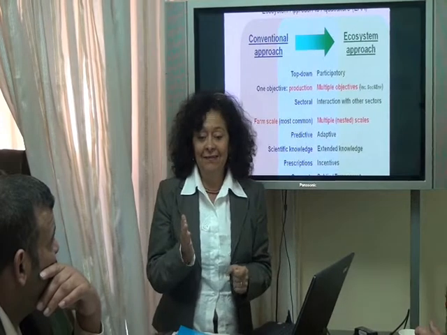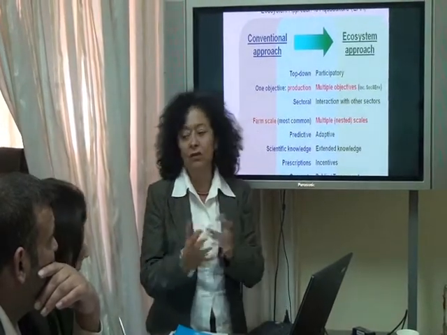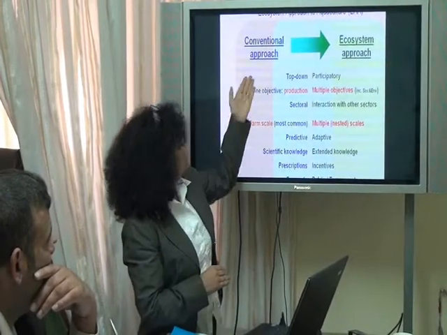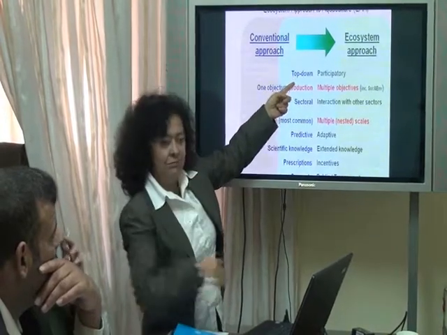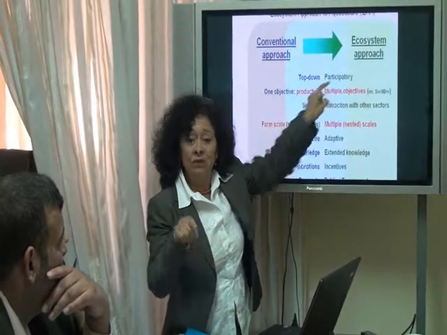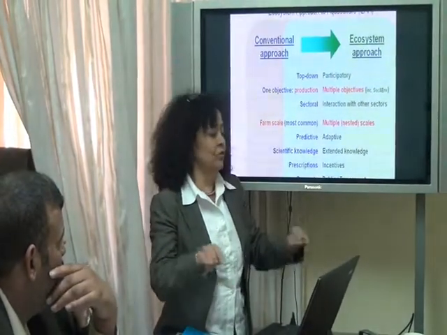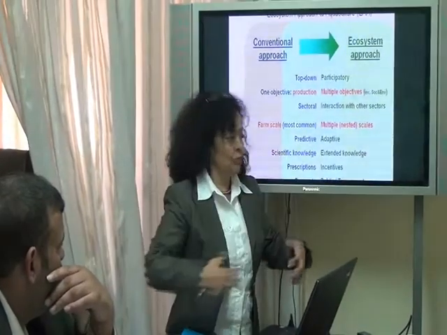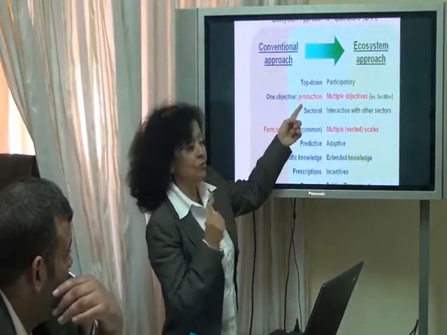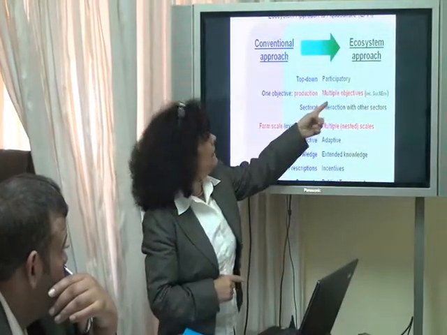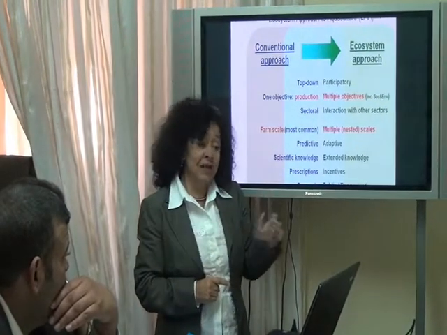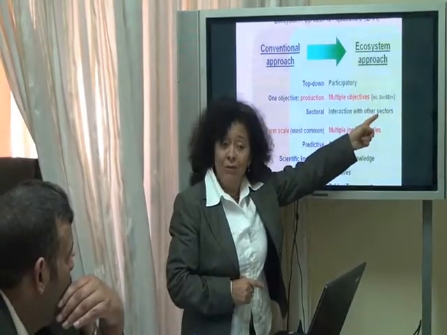Some important differences between the normal way of doing things and the ecosystem approach. This is also true for fisheries. In the conventional approach, it's very much top-down, just regulations top-down. The ecosystem approach is participatory. We need to listen to the stakeholders. We need to listen to the farmers, to the users. They have to have their way to voice their interest. The conventional approach has one objective: production, production, production. The ecosystem approach has multiple objectives. It's not only production, it's also protection of the environment and social and economic benefits for all.